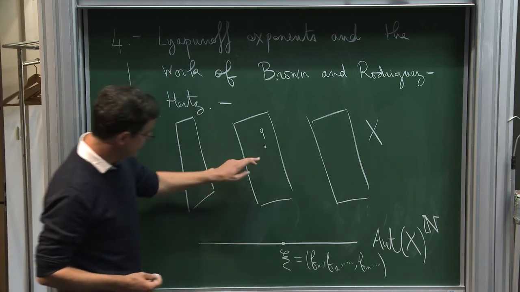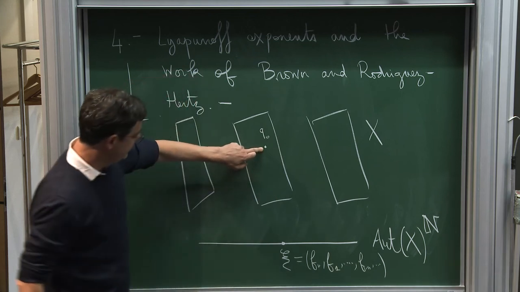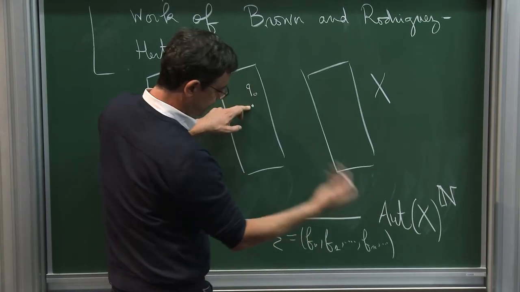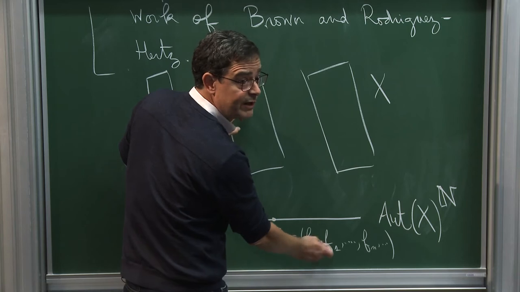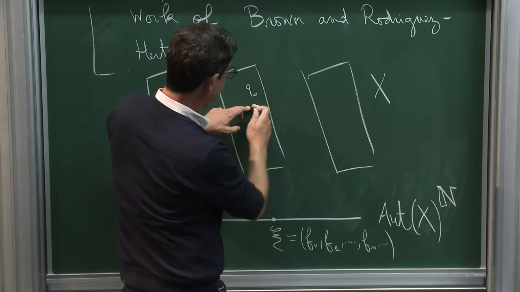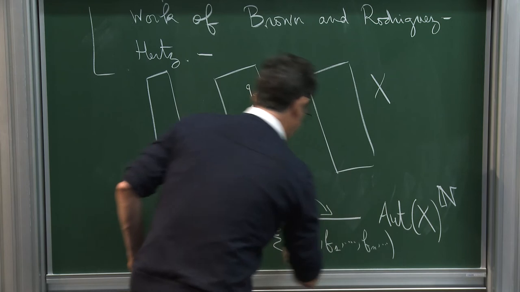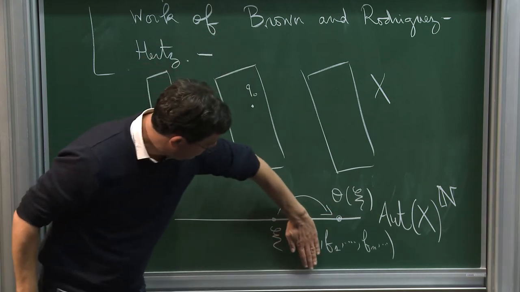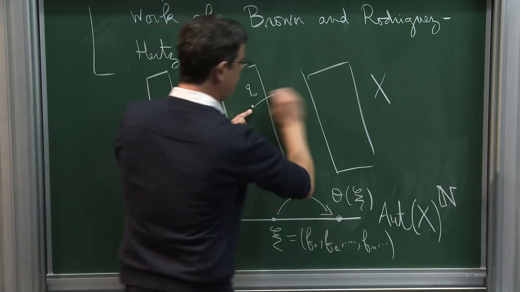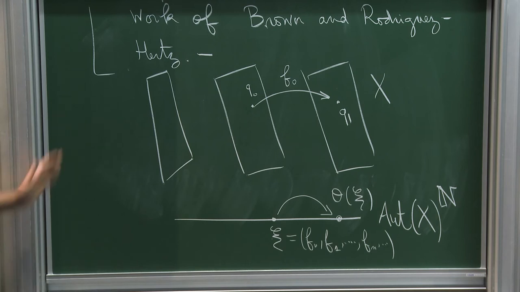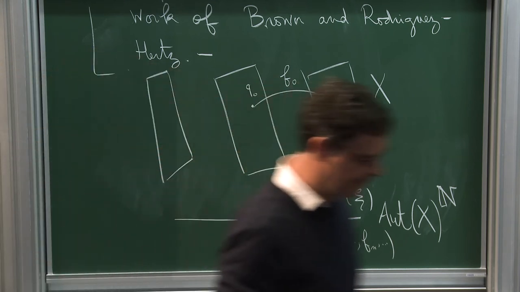And the dynamical system is what? Say the point is q0, and I move it to q1 by the map f0. But then the transformation I apply next time will be f1, so I can forget about f0. So what I do is I shift the xi sequence, so this is theta of xi, where theta is the shift which forgets the first element of my sequence, and I map q0 to q1 by the map f0. Okay, and now I have just one transformation of a bigger space, a product. So this is the first thing I do.